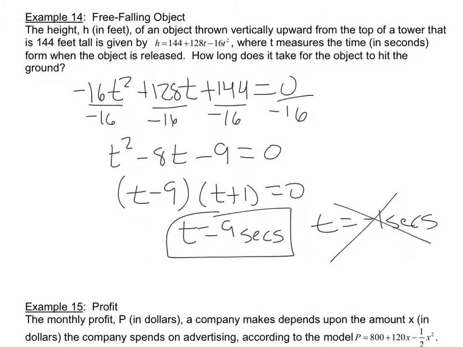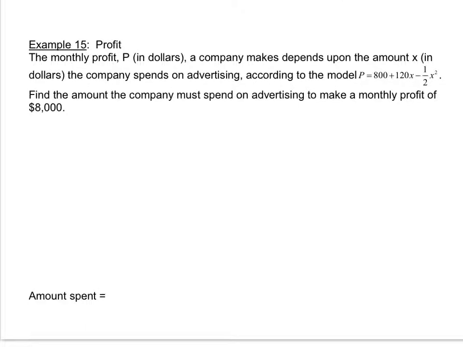All right, let's take a look at another. It says the monthly profit P in dollars a company makes depends upon the amount X in dollars the company spends on advertising. According to the model, P equals 800 plus 120X minus 1 half X squared. Find the amount the company must spend on advertising to make a monthly profit of 8,000.